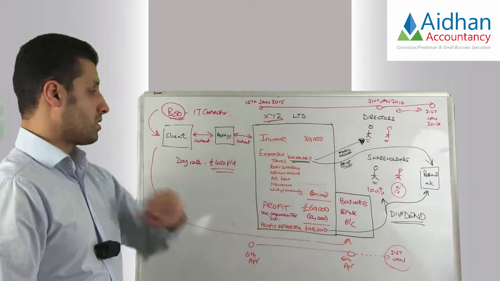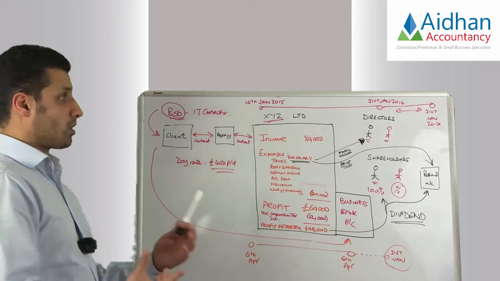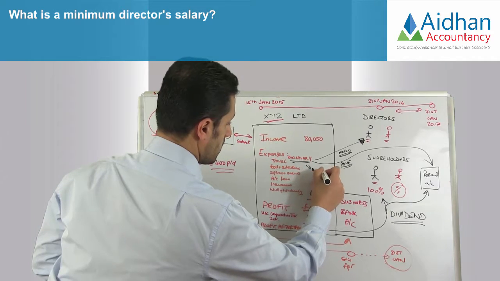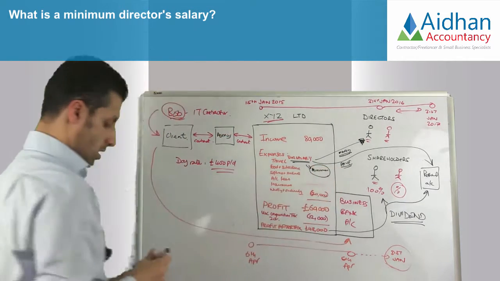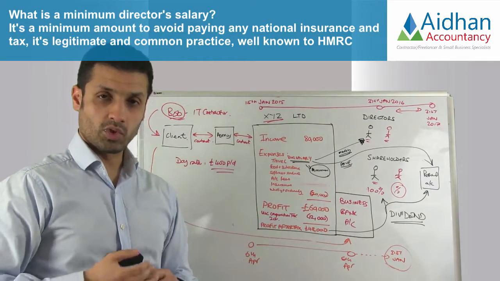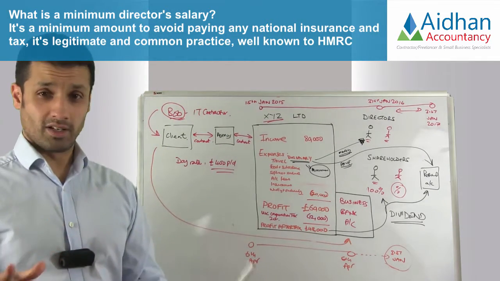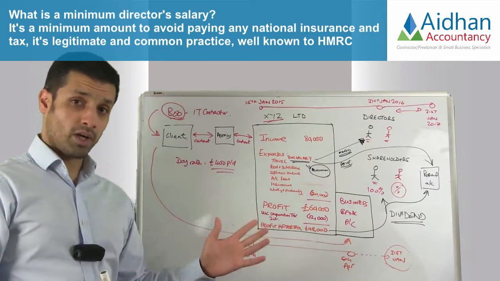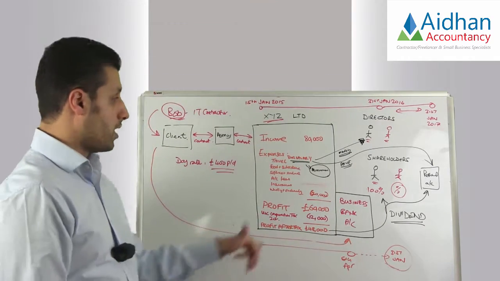But the difference is the director's salary that you would normally pay in a contractor situation is what's called a minimum director salary. So in other words, it's a minimum amount to avoid paying any national insurance and tax. Now, this is by no means illegal. This is totally legitimate, and it's totally common practice, well known to HMRC.